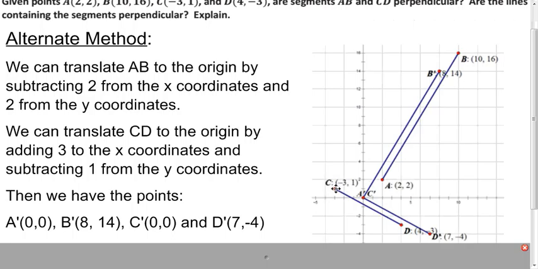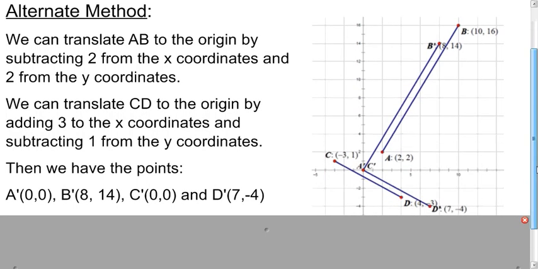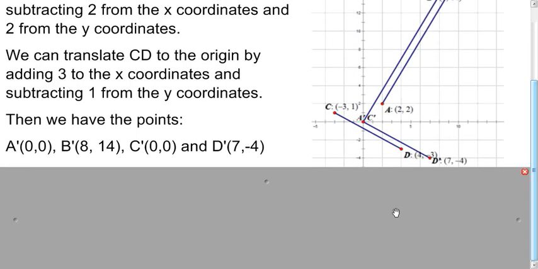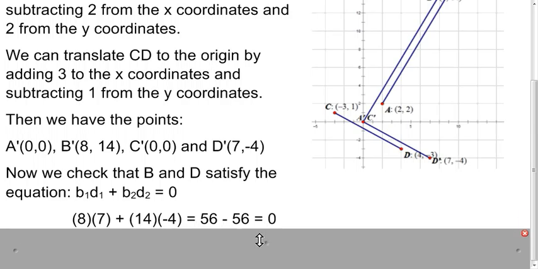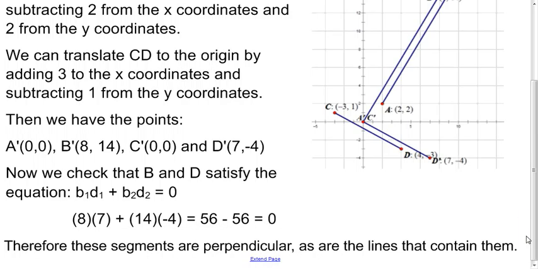For C, to get it at the origin, we'd move to the right 3 and down 1. And so we do the same thing to D, and that gives us D prime is 7/4. And now we can use points B prime and D prime in our formula. And we should get 0 because we already showed that these are perpendicular. And we do get 0. I tend to think that the previous way is a little bit simpler, but now you have another way of solving this type of problem.